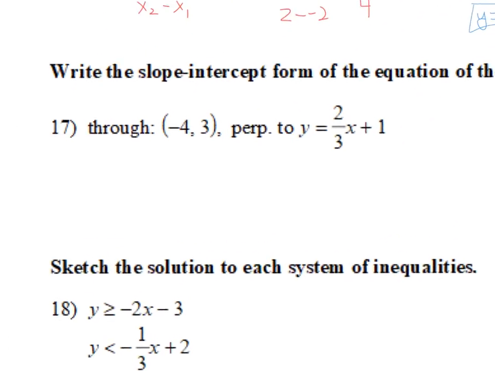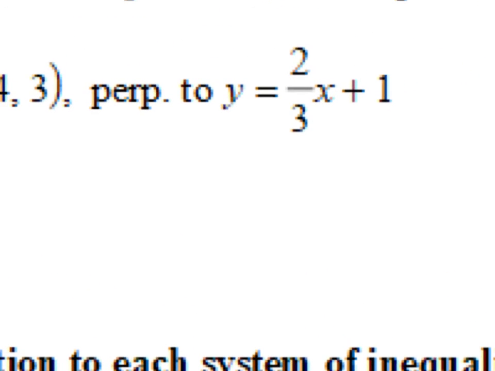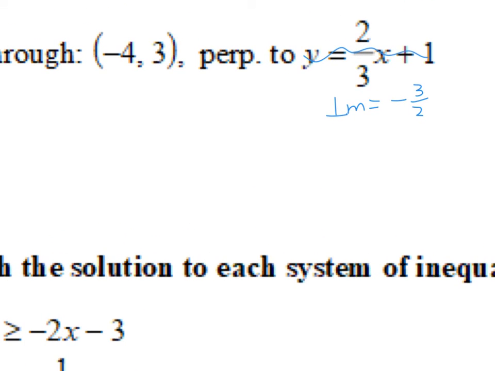Okay, number 17. All right, we want perpendicular. Okay, so I need the perpendicular slope here. So my perpendicular slope, again, flip it and change the sign. So it's going to be negative 3/2. All right, and then throw that line out. So now I've got a point and a slope. Let's start in point slope. So y minus 3 equals negative 3/2 times x plus 4.